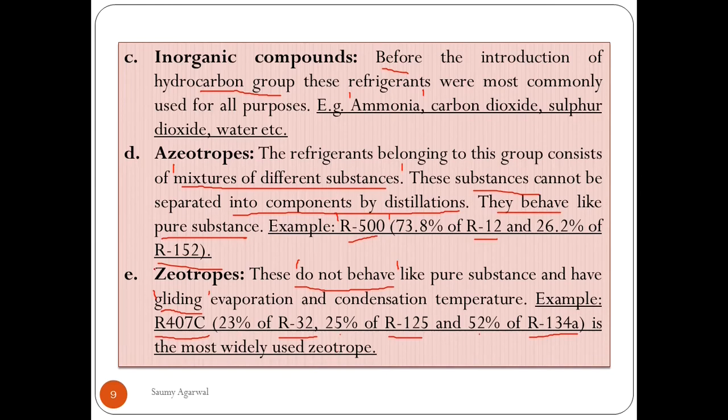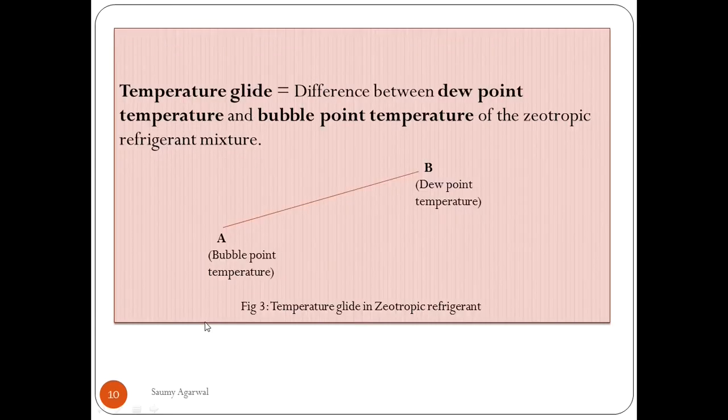Zeotropes you can identify when the nomenclature of the refrigerant starts with 400. So for azeotropes, the nomenclature starts with 500, and for zeotropes, the nomenclature starts with 400. In the case of zeotropes, the boiling takes place over a range of temperature, as already discussed.